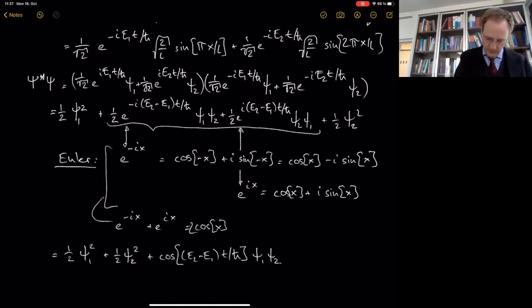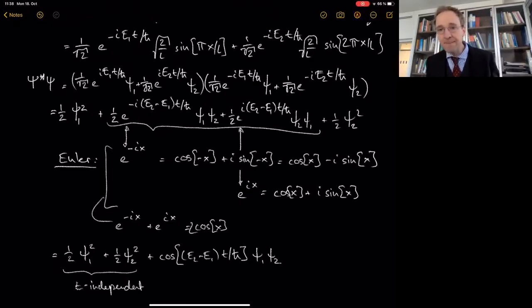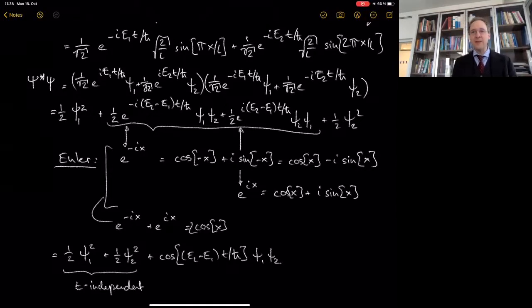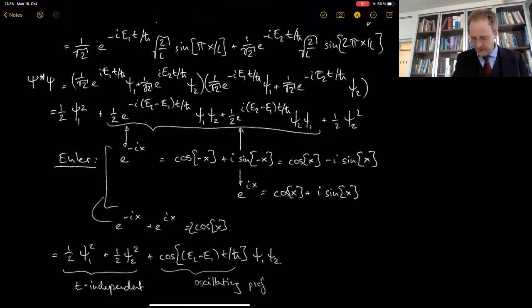So we have a time independent constant here, and then there's a cosine that contains time as an argument. As a function of time, this cosine goes up and down, and you inherit the amplitude of the overlap of psi1 and psi2. So this goes up and down in terms of amplitude. This is the oscillating prefactor of the psi1 times psi2 amplitude.